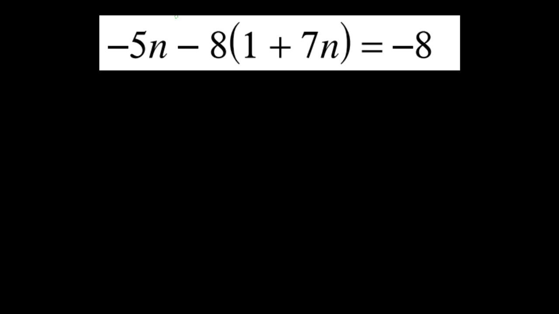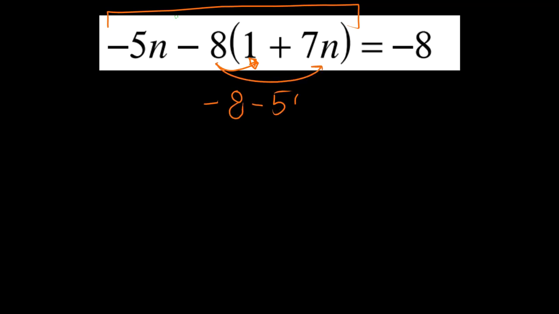Right, so the first step is going to be very similar to the last problem. We're going to simplify this whole expression that we have going on here, and we'll start with the distributive property. Negative 8 times 1 is negative 8, and negative 8 times 7n is minus 56n. Everything else is going to come straight down on this question. Next, we will simplify that expression by combining like terms.